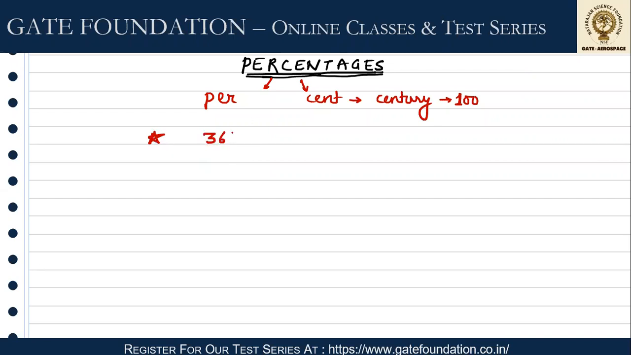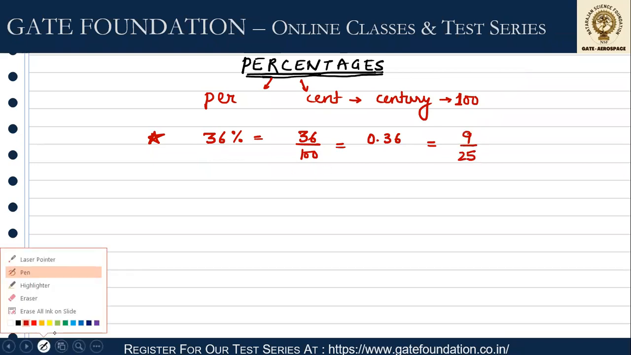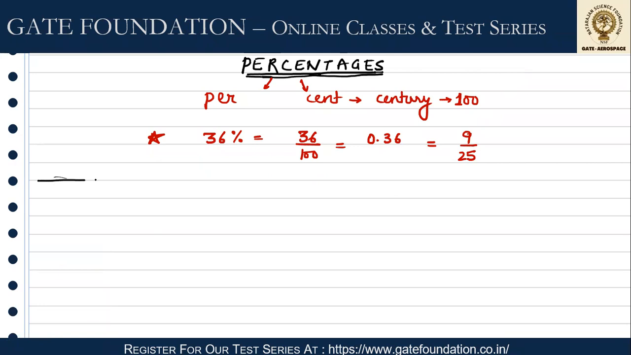So 36% basically means 36 out of 100. We often write it as 0.36 in decimal form, or we also write it as 9 by 25 in the fractional form. Now there are some fractions that you should remember that will be helpful for you in solving many of the questions quickly. So this you need to remember. You'll practice it, you'll remember it, and always you need to remember it.